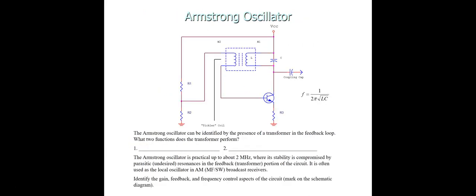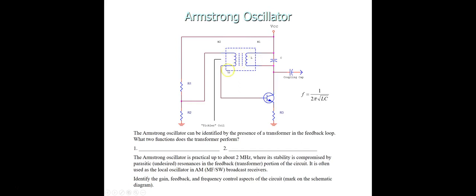Now here we are going to learn about the Armstrong oscillator, and there are many different oscillators we will learn about, for example Hartley or Colpitts. So let's first see this. The Armstrong oscillator can be identified by the presence of a transformer in the feedback loop. So here we have this transformer. What two functions does the transformer perform? So we'll learn about that.